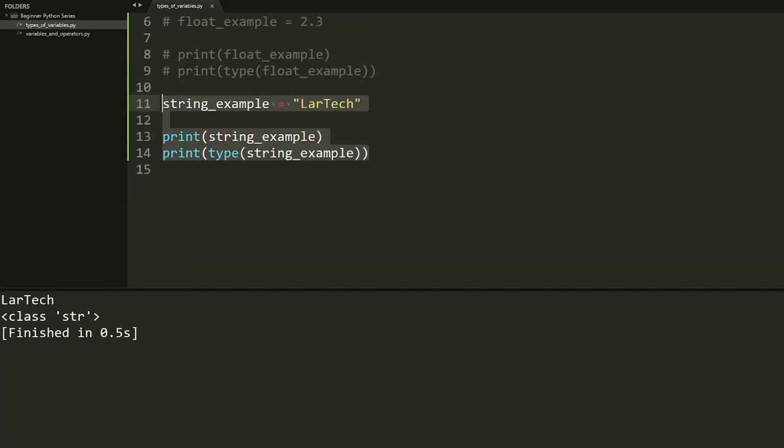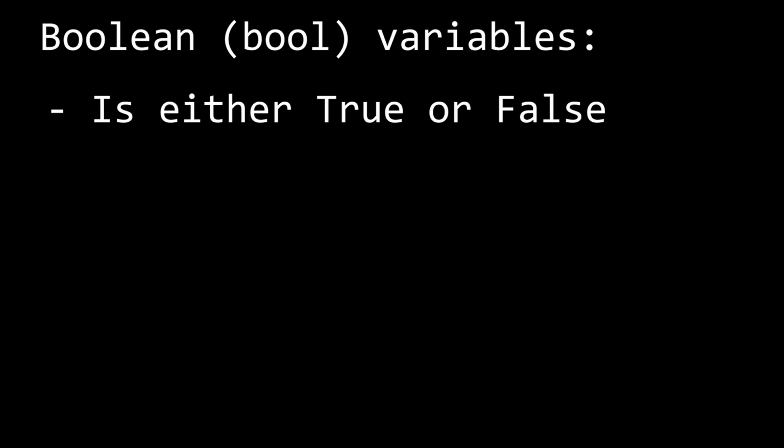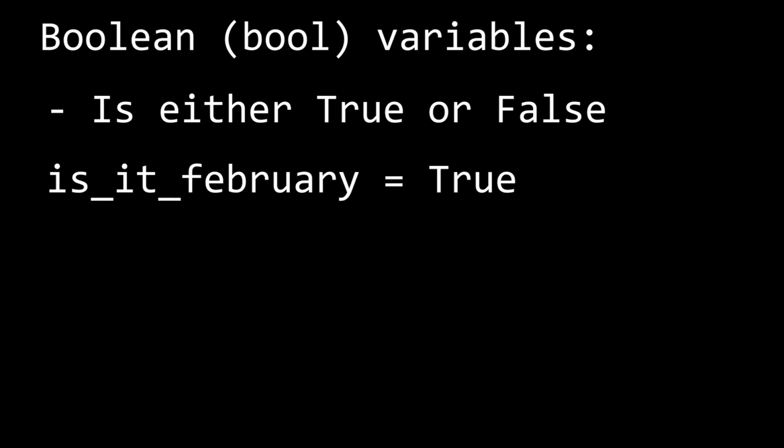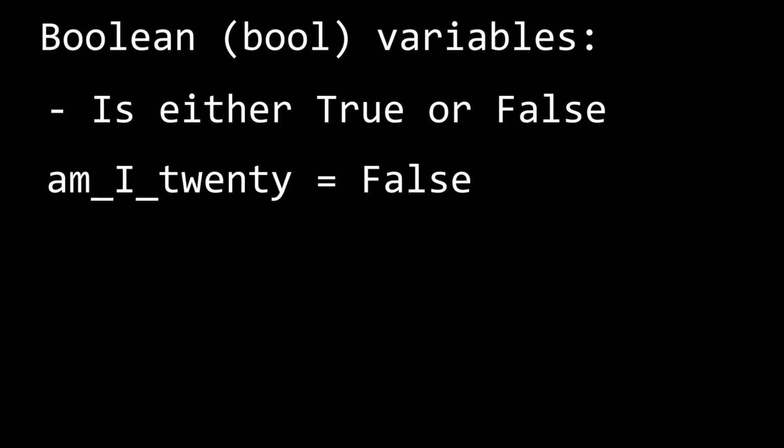So I'm just going to comment this out. And let's move on to Boolean variables. Now a Boolean variable, also known as a bool, is a variable that contains the value true or false. For example, you could make a variable called is_it_February, and you can set it to true because it is February. You can also make a Boolean called am_I_20. If you're 20, then that would be true, but if you're not, then that would be false.